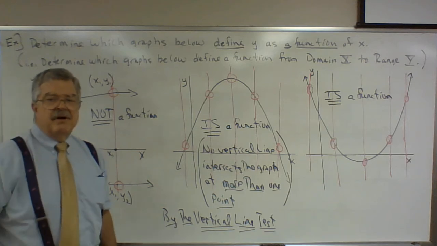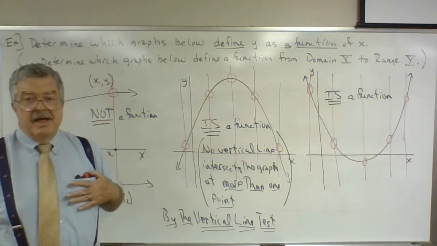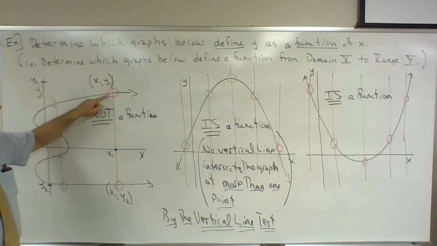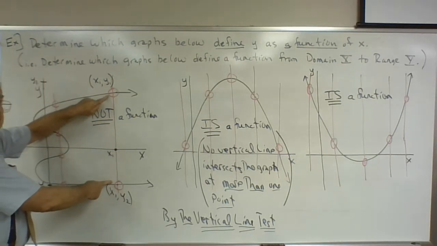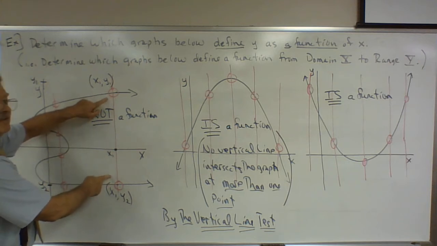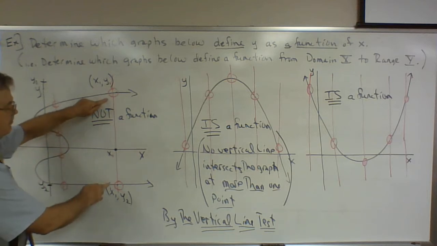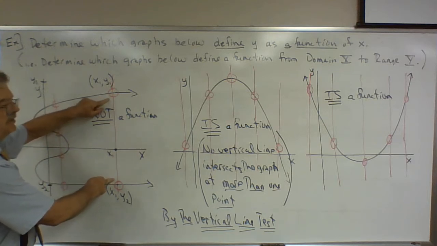If we can draw a vertical line through the graph of an equation, and the vertical line intersects the graph of the equation at 2 or more points, more than 1 point, the graph does not express y as a function of x.